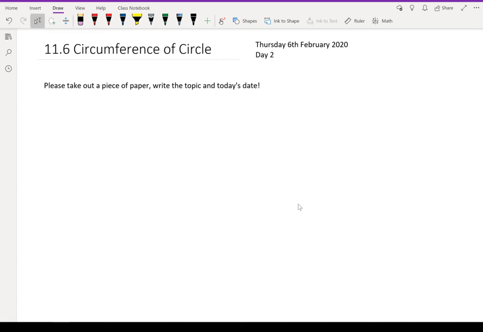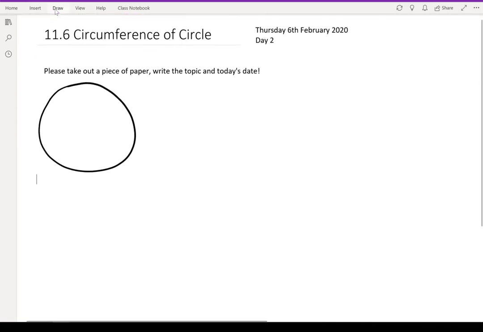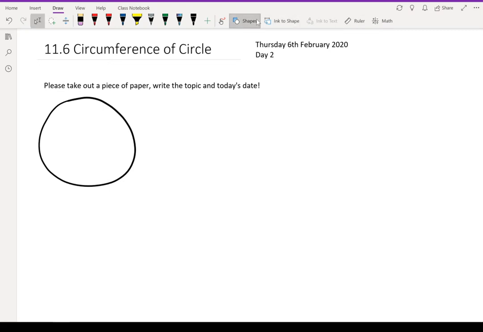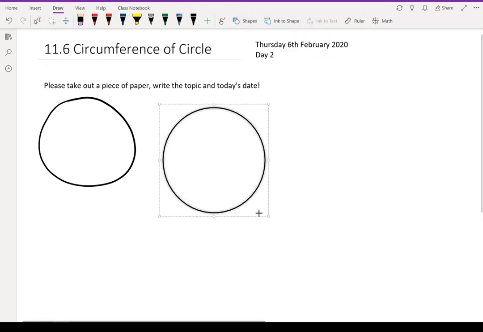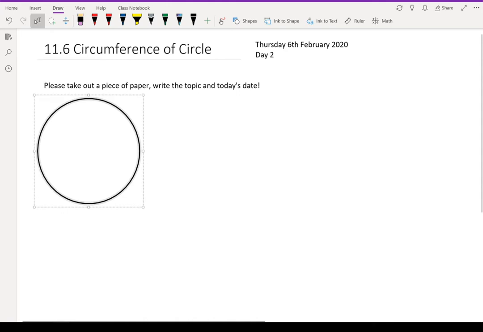Now, to start off, let me just quickly draw out a circle. It's not the perfect circle. Actually, I do have a tool that I can draw, I believe. Shapes, circle, there we go. There's a nice circle over here. So let me put the circle right here, and then let me continue. So here we have a circle.